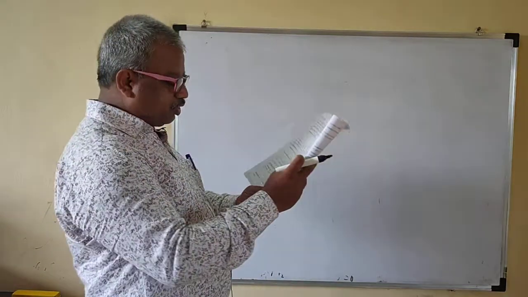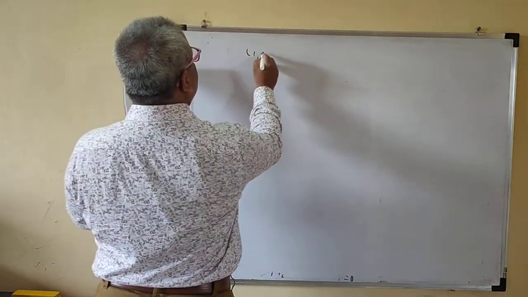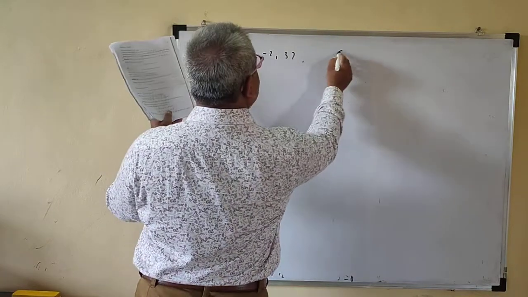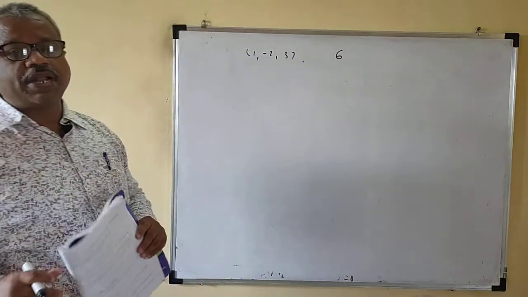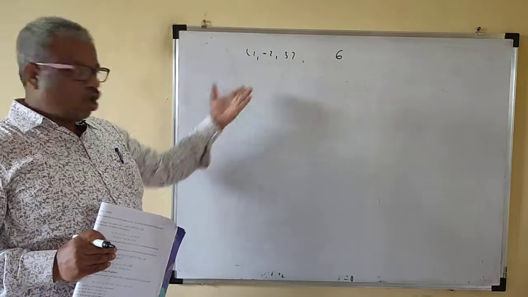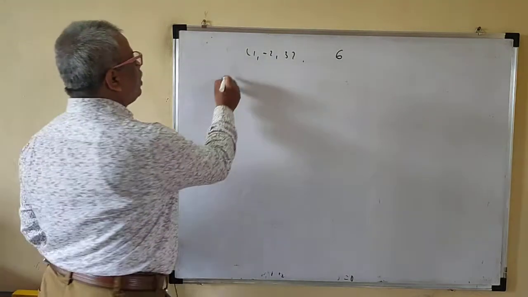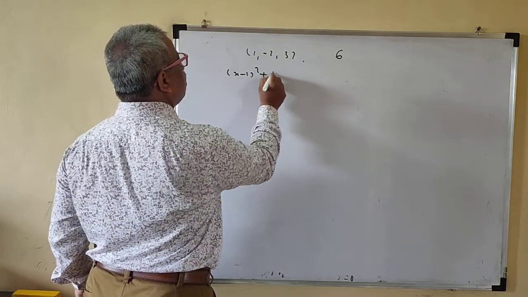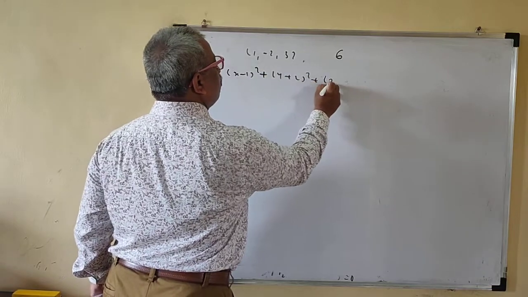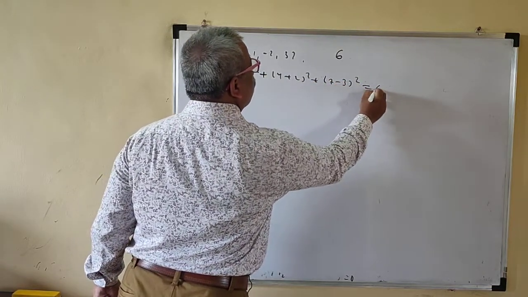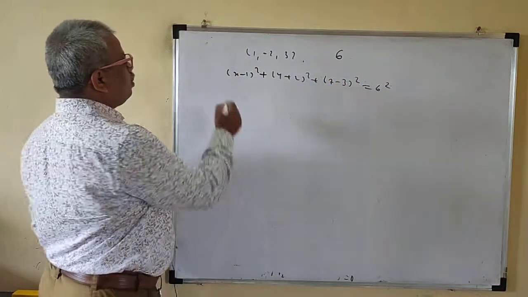Okay. Find the equation of the sphere whose center is (1, -2, 3) and radius is 6. You have to find the equation of the sphere. Options are there, no problem for this one. So this is (x - 1)² + (y + 2)² + (z - 3)² = 6². Okay.